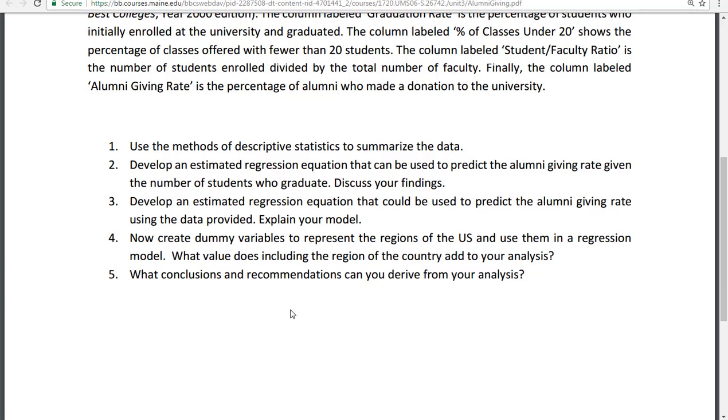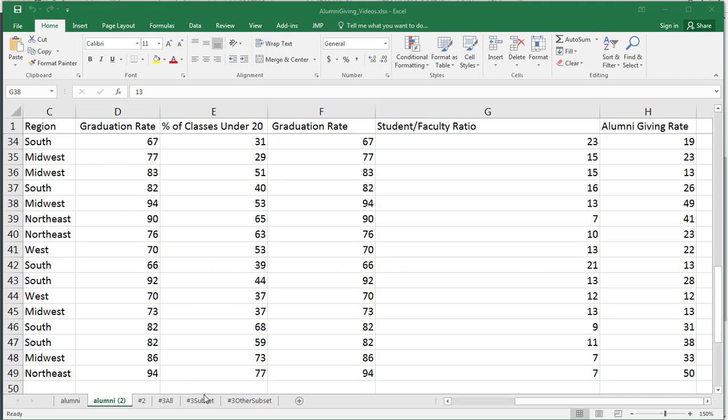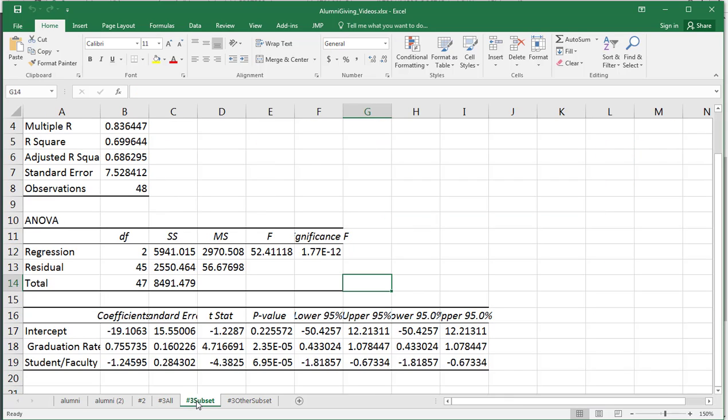Alright, so if we go back to here, so far the best thing was to use the graduation rate and the student-faculty ratio as the two independent variables, giving us an adjusted R-squared of 0.686. Graduation rate is a positive coefficient. Student-faculty ratio is negative. Remember why that's okay.